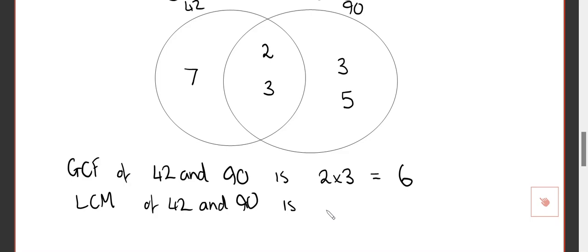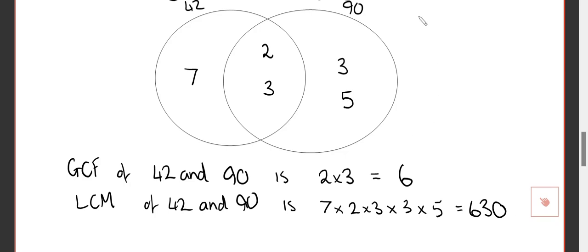I'm going to start just because it makes it easier. It's 7 times 2 times 3 times 3 times 5. All of them. Big number, right? Do that on your calculator for me. What do you get? Okay. Right, you did it in your head, that's good. 630.